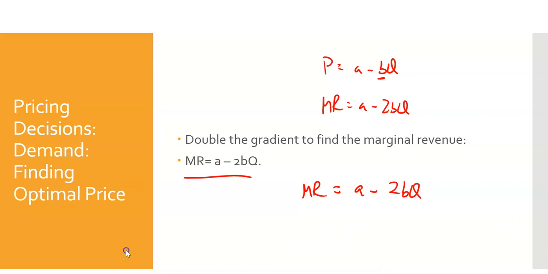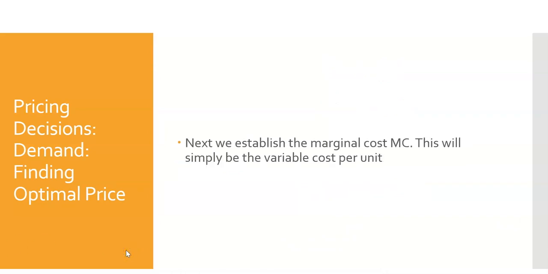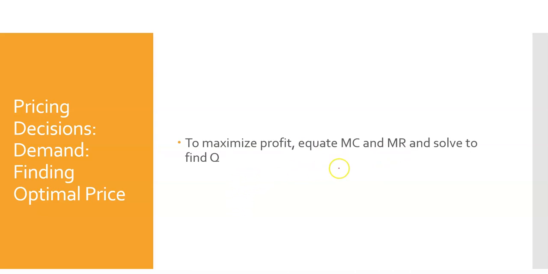Now we know what marginal cost is. We will be given this, simply the variable cost per unit. Because we will be told what marginal cost is, and we know that at the optimal point MR is equal to MC, if we're given A minus 2BQ, we know this must be equal to marginal cost. And so ultimately we now have an equation that we can solve to find this quantity, because that's ultimately what we're looking for.